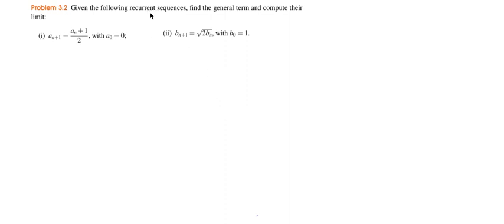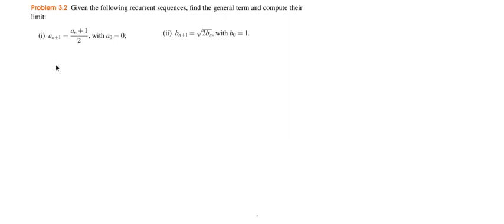Given the following recurrent sequences, find the general term and compute their limit. By recurrent we mean that this sequence is defined by the previous term, so the next term is defined by some operation or function of the previous terms. The first one is a sub n plus 1 is equal to (a sub n plus 1) over 2, starting with 0.